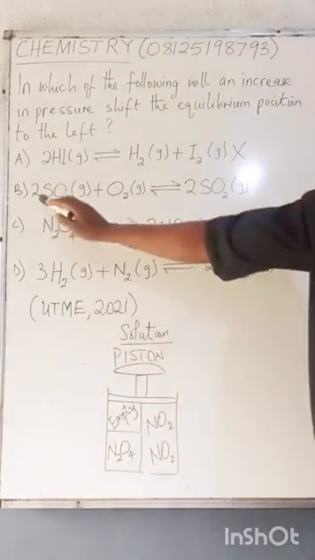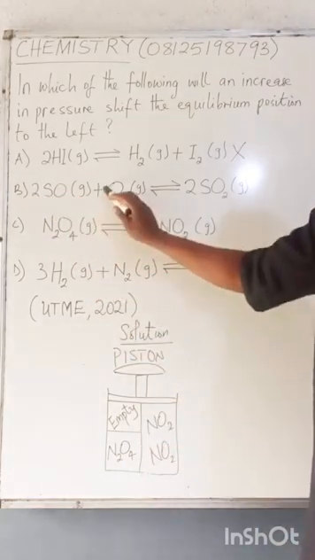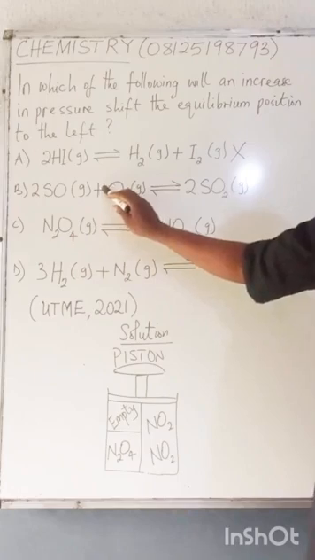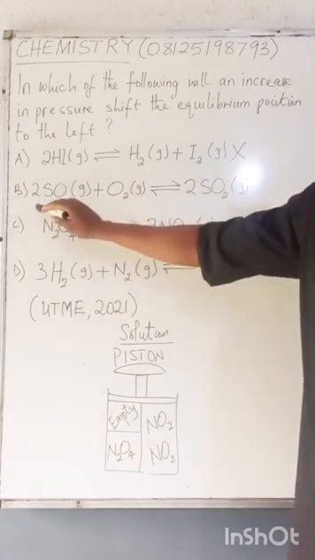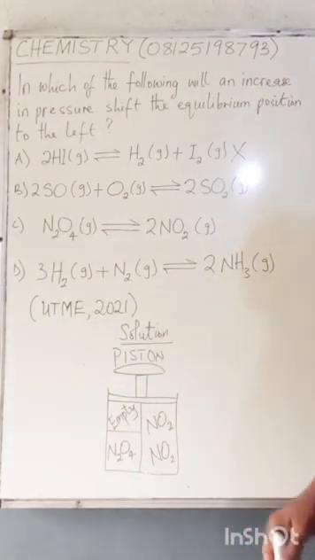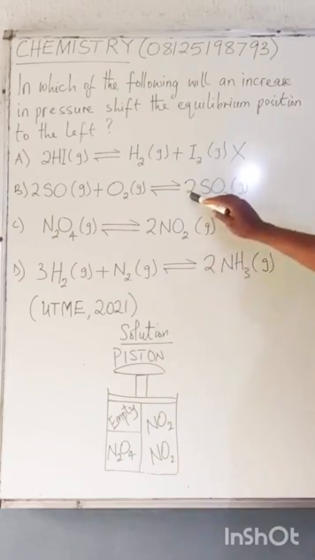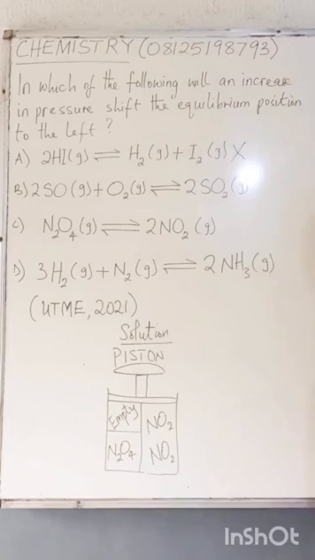Let's check the coefficients. The coefficient here is 2. What about the coefficient here? Is 1. 1 plus 2, 3 on the reactant side. Then on the product side, what's the coefficient? The coefficient is 2. Okay, so a change in pressure is going to affect the position of equilibrium. But how? How will a change in pressure affect the position of equilibrium?